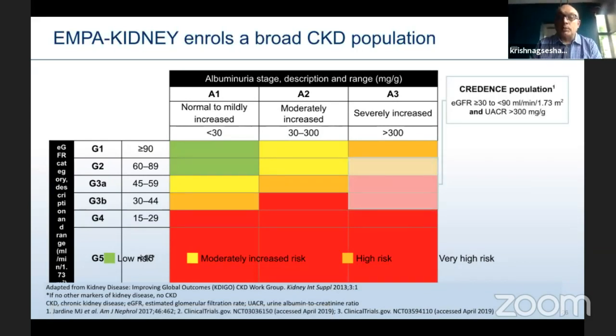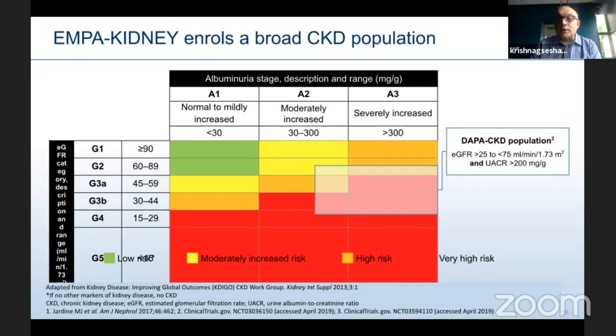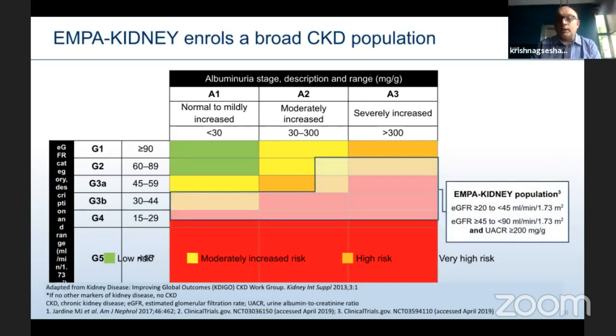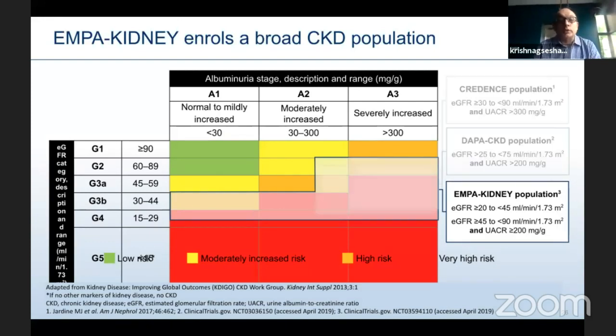This is a CREDENCE population, eGFR of 30 to 90 and UACR greater than 900. DAPA-CKD, 25 to 75, UACR greater than 200. EMPA-KIDNEY, eGFR of 25 to less than 45, and an eGFR of greater than 45 to 90 with a UACR of greater than 200. Remember, in EMPA-KIDNEY, in the 20 to 45 group, UACR was not a requirement.